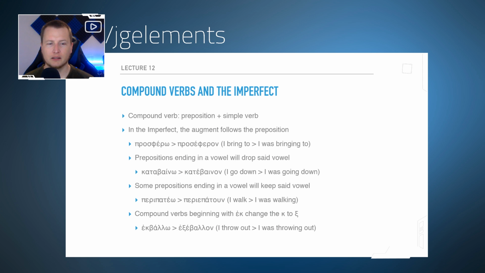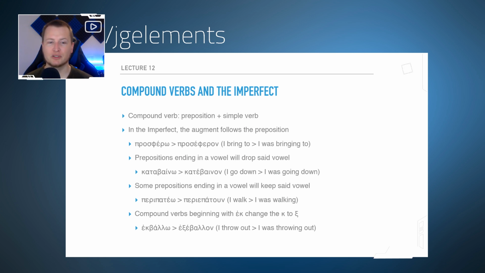The alpha, kata, alpha, it ends in an alpha. So what it does is the alpha drops out and then the augment takes its place. Katebenon. So when you look at this verb, what you're seeing is there's an augmentation plus a secondary ending. And that's how you know you're dealing with the imperfect.